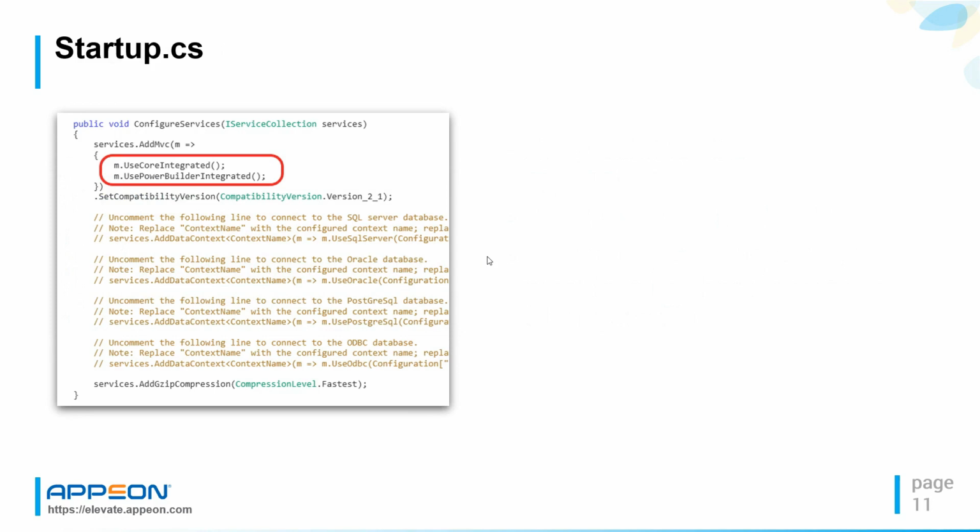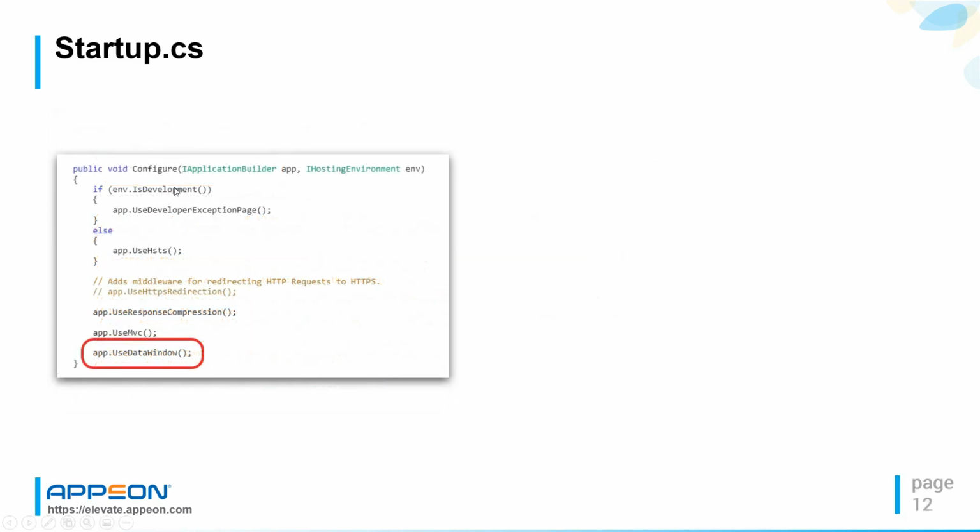Now, if you created an ASP.NET Web API project in something like Visual Studio, you would get those same 2 files. But the service startup file would be a little bit different. And when you create it here with the PowerBuilder C# IDE, you get some changes to the file that make use of PowerBuilder technology. A couple of the function calls here are the use core integrated and use PowerBuilder integrated. So those set up additional PowerBuilder related features in this project.